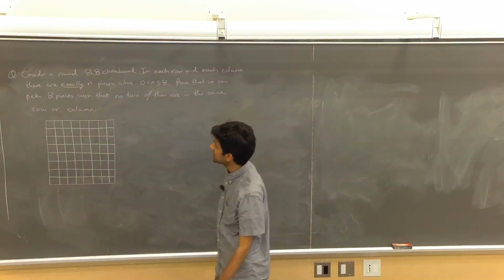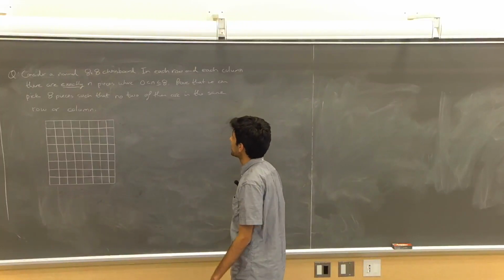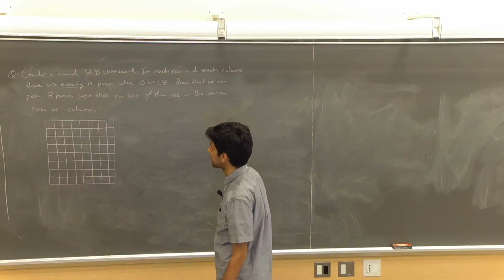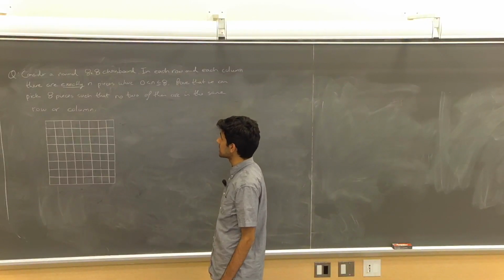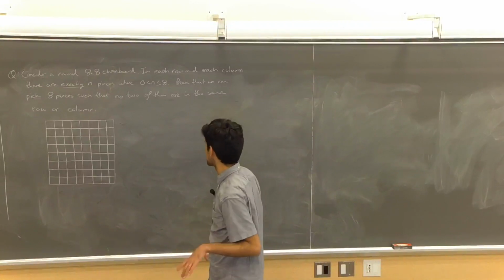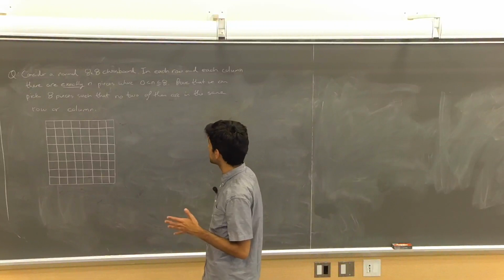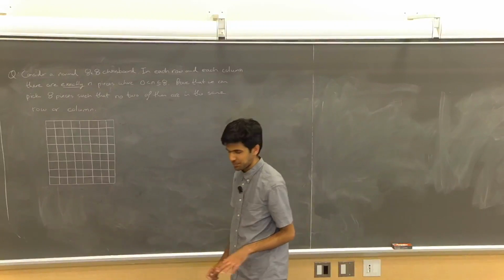All right, so here's our question. Consider a normal 8x8 chessboard. In each row and each column, there are exactly n pieces, where n is between 0 and 8, including 8. Prove that we can pick 8 pieces such that no two of them are in the same row or column.